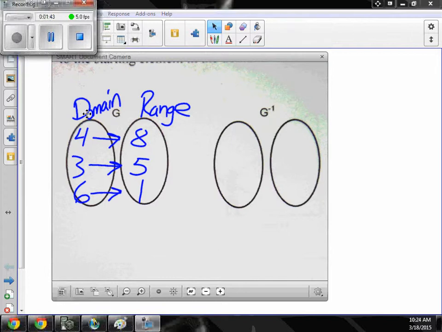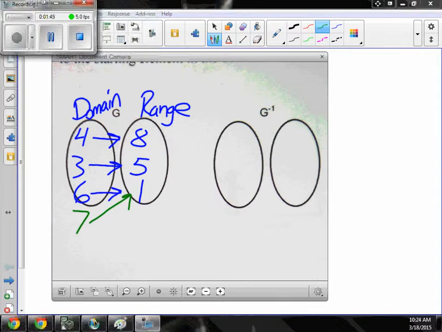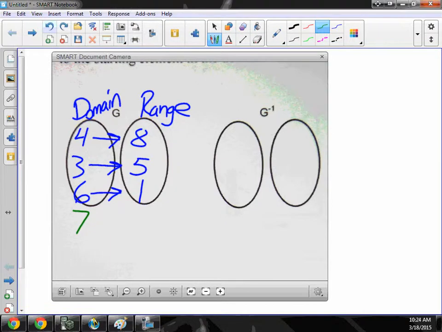So don't write this, but if I had another number like 7 and I attached it to 1, is that okay? Careful. Is everything in the domain attached to one thing in the range? Yes. This is still a function. Okay? What if I did that? Now it's not a function. 4 can be connected to 8, but it can't be connected to 8 and 5 at the same time.